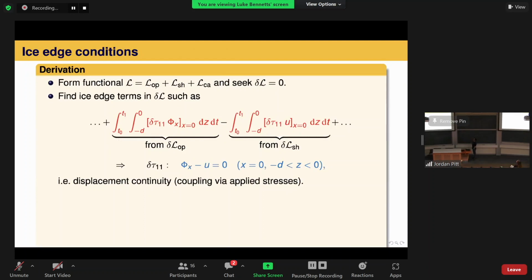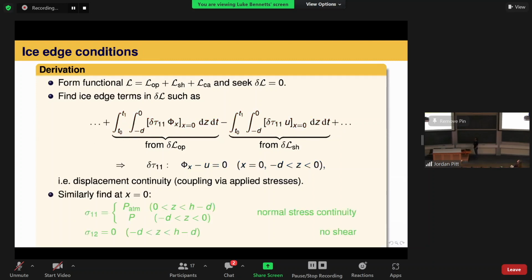What I really want to do is focus on what's going on at the ice edge and the conditions that come out there. And in this case, we need to have two Lagrangians coming together, right? Because they both share that ice edge interface. And so we have to combine the first variations coming from both of them. So I'm giving you an example here: those two terms in red share the first variation, delta tau 1, 1, put them together, and you get the condition that I'm showing below in blue. So that's just a continuity condition.